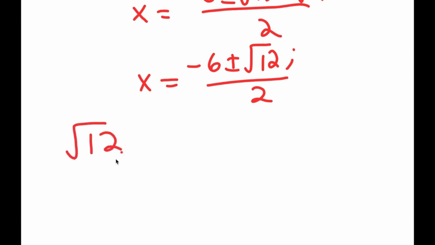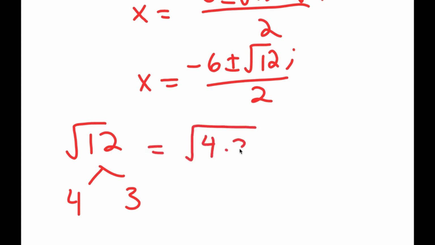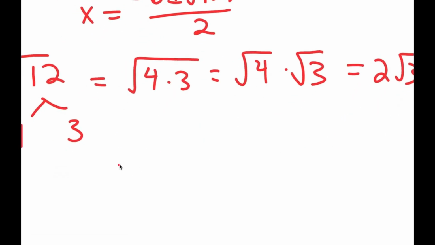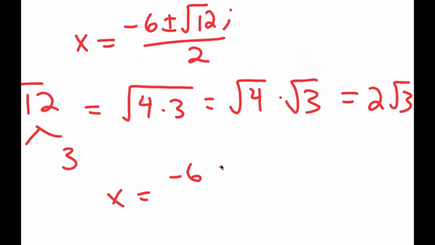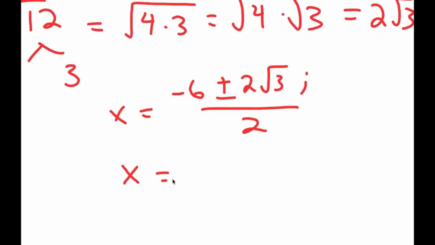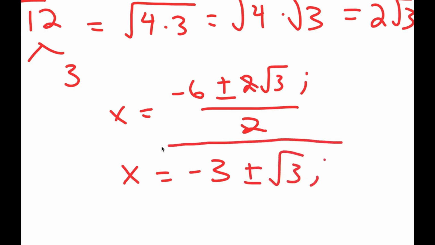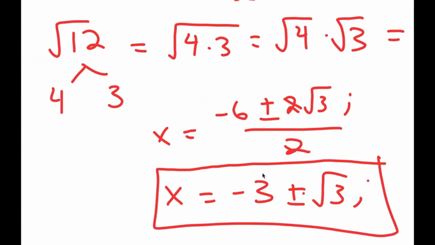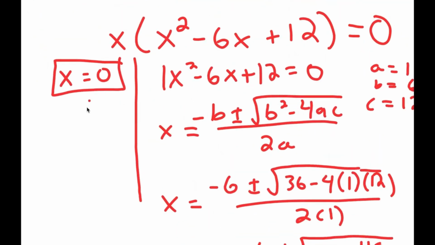Now the square root of 12, this is the same thing as the square root of 4 times 3, right? Which is equal to the square root of 4 times the square root of 3. The square root of 4 is 2. This is equal to 2 root 3. So I get x is equal to 6 plus or minus 2 root 3 i over 2. Now if I divide my terms here by 2, I get x is equal to 3 plus or minus, these two cancel out, square root of 3 i. So my three solutions are x is equal to 3 plus the square root of 3 i, x is equal to 3 minus the square root of 3 i, and x is equal to 0.